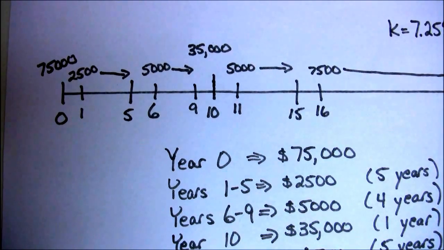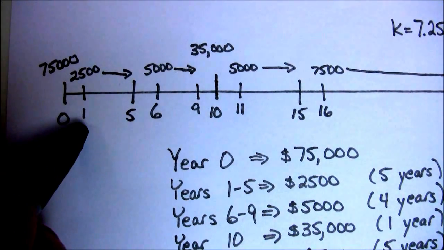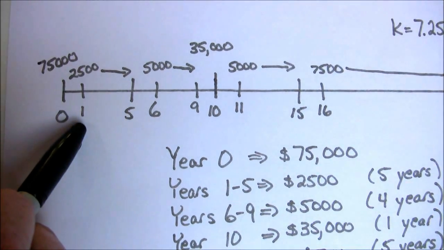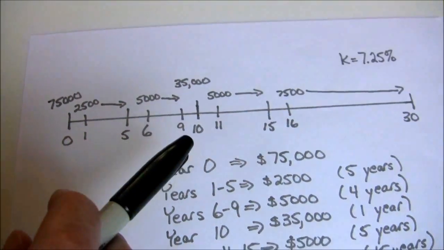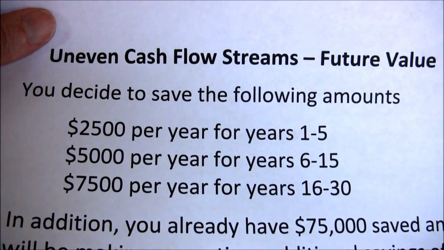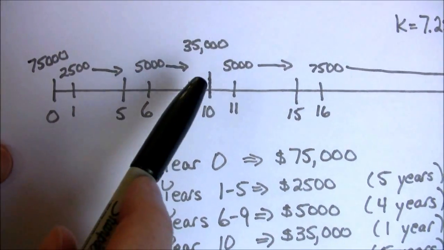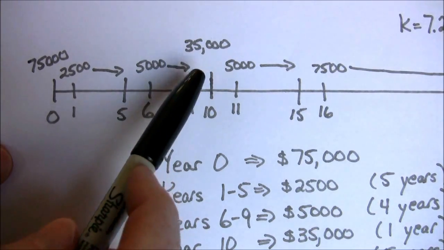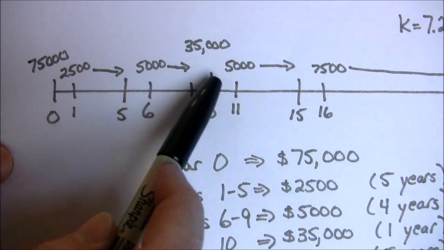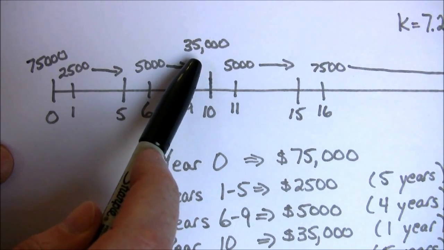So here we have our cash flow, $75,000 initially, $2,500 per year in years 1 through 5. That came from our example. And then $5,000 per year for years 6 through 15. But remember, we also had $30,000 in year 10. So we have $5,000 per year all the way across, but in year 10 we have $35,000.